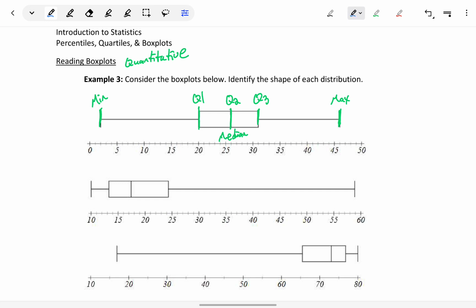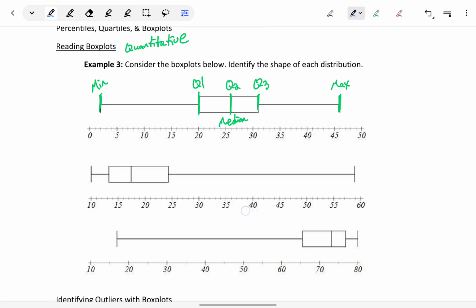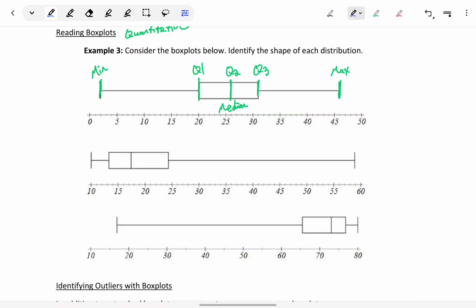We're asked in example 3 to identify the shape of each of these box plots. The first one, we can hopefully tell fairly easily by looking at it, is approximately symmetric. If we draw a line of symmetry right through that second quartile, right through the median, we have something that's a mirror image of itself. The whisker, or that line sticking out to the left, is very equivalent in length to the line sticking out to the right, and the box seems to be about the same size on each side of that second quartile. So we would refer to this first distribution as being approximately symmetric.